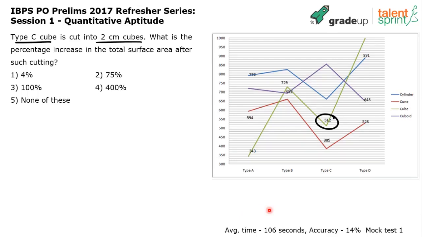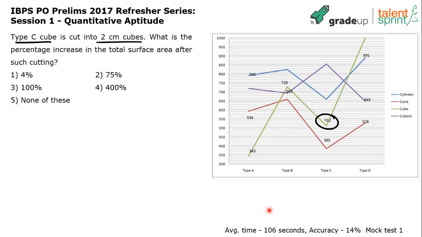Do we have 2 minutes in an IBPS preliminary examination? No. We have 100 questions with only 60 minutes of time. On average, you have exactly 36 seconds per question. And here you spend 106 seconds, which is 3 times the average time given to you. 36 times 3 is 108. Anyway, let's not worry too much about this.